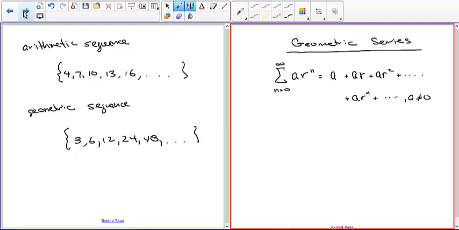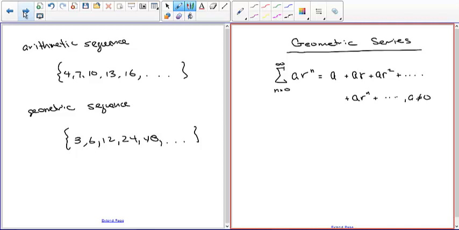And it has the form of some constant. In my example here, my constant is 3. And then you have the common ratio, which is the multiplying factor. And then you raise that to the nth power. So you have, in this case, 2 to the 0 power, 2 to the first power, 2 to the second power.